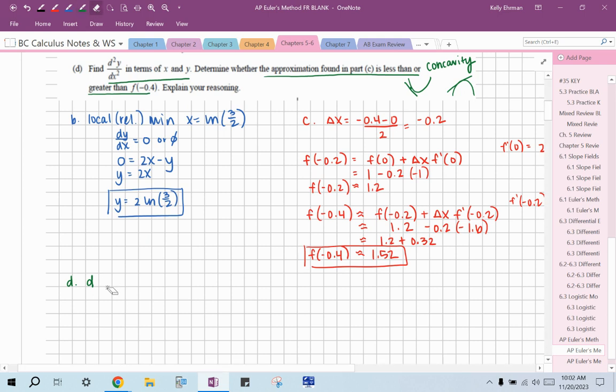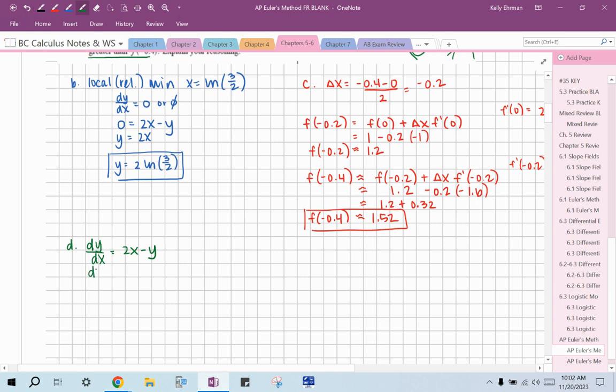So let's see. Let me write down the first derivative first. So dy dx is 2x minus y. And the second derivative, so take the derivative with respect to x of both sides. That would make 2x 2, and minus y is minus 1 dy dx. And we need this to be in terms of x and y. So remember, you always sub in the expression for dy dx. So 2 minus 2x plus y if you distribute the negative through. So there's the second derivative.